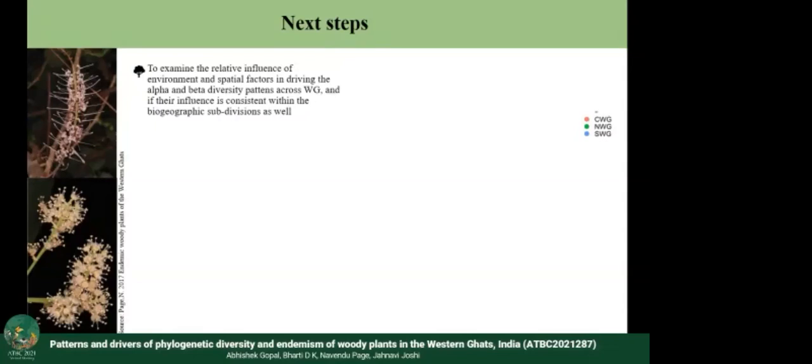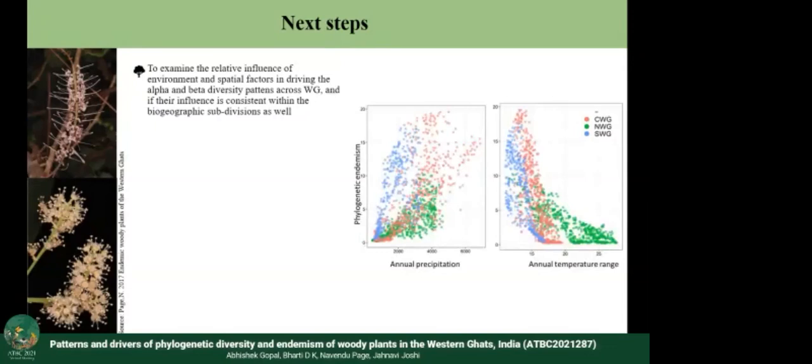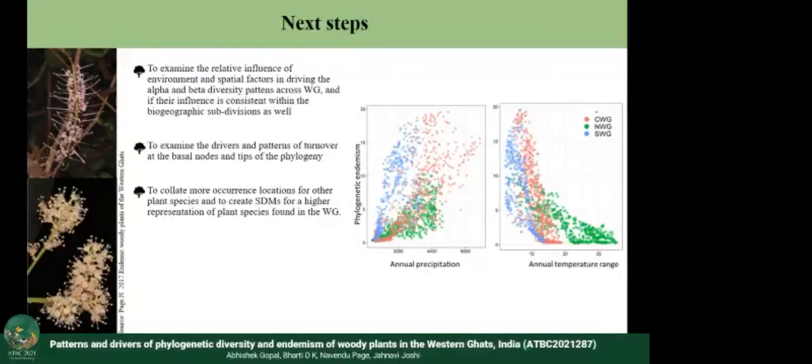Shown here are some trends with annual precipitation and temperature for endemism, and the colors represent the different biogeographic zones. And additionally, the further steps are to refine the quality of the data by adding in more occurrence locations for species and also to incorporate other plant habits such as understory, shrubs, etc. to examine the diversity and turnover pattern from the functional perspective as well, and examine the trait space occupied by the paleo as well as new endemics.